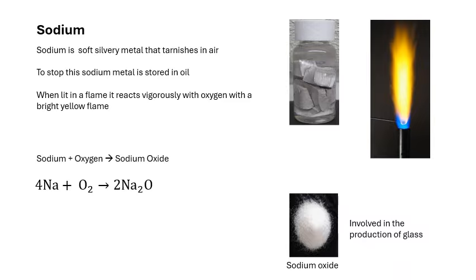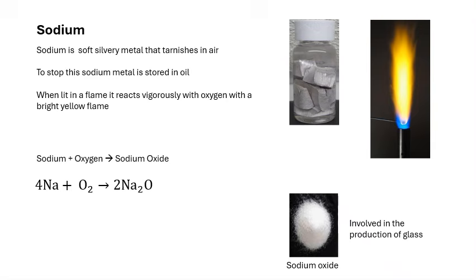Sodium is a soft silvery metal that tarnishes in air. Okay, so a very soft metal. You can cut it with a knife. It looks dull on the outside because, they say, it tarnishes, it reacts with oxygen in the air. But when you cut it, it's actually shiny on the inside. So we keep sodium in oil. Sodium metal is stored in oil to stop it reacting with the air.